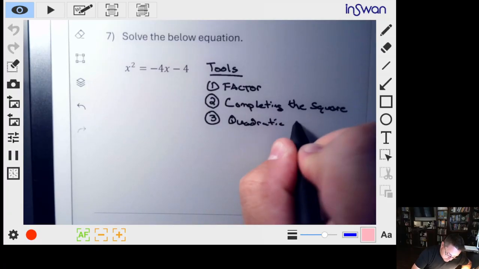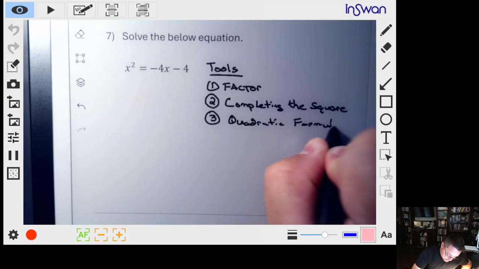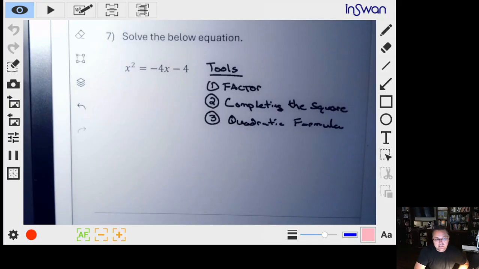because the quadratic formula is really just a generic completing the square. So it's like we've completed the square with just variables. Okay, so we've got those three options. So I always try to factor first if I can. If I can't, or if it doesn't look like it's going to be nice, then I'm going to jump to one of these two.